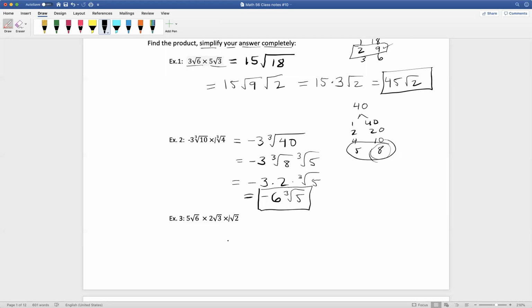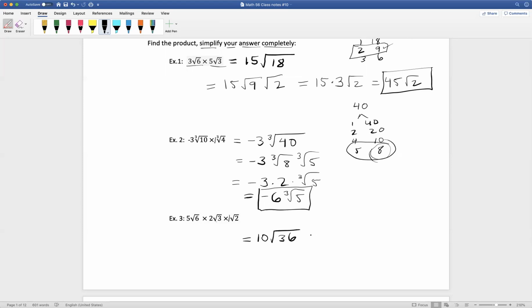Okay, welcome back. When we multiply these guys together, they're all square roots, so we can do this. 5 times 2 times 1 gives us 10 on the outside of the radical. On the inside of the radical, we have 6 times 3, which is 18. 18 times 2 is 36, so we have 10 times the square root of 36.